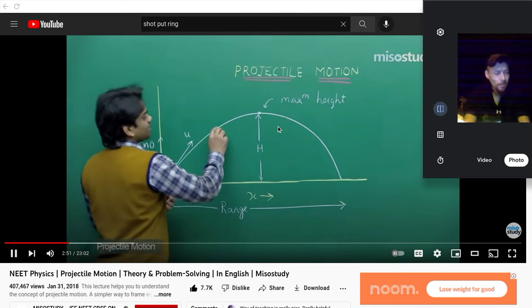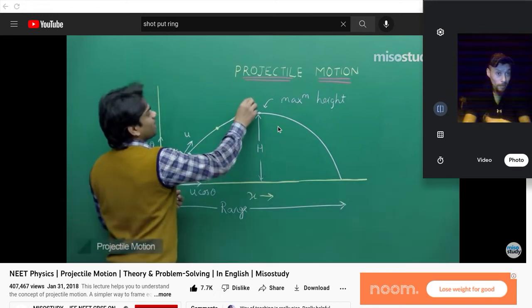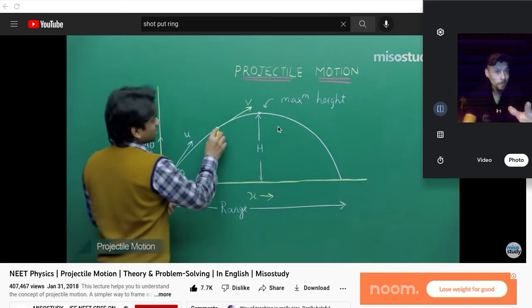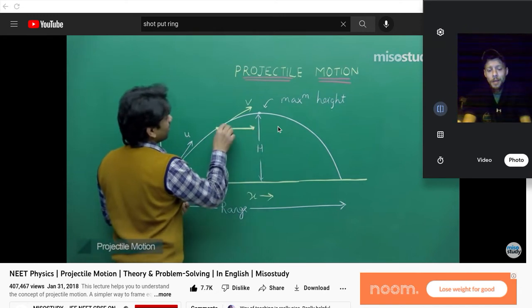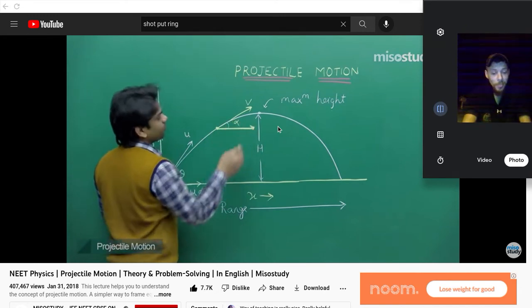Let us say this is the particle at some instant of time, and at some later time, the velocity is such that it makes an angle alpha with the horizontal.